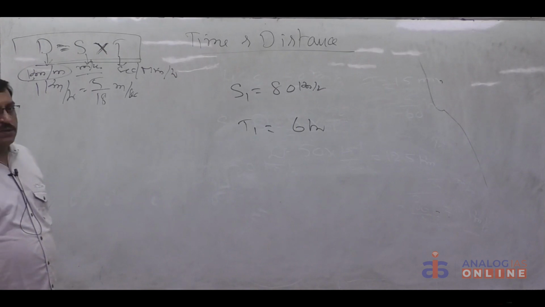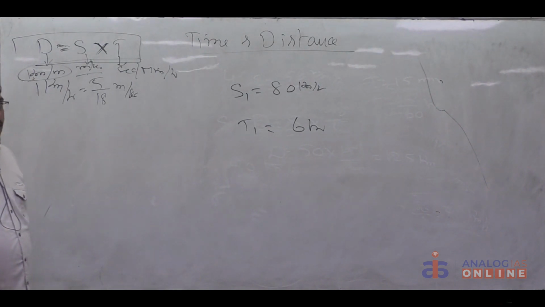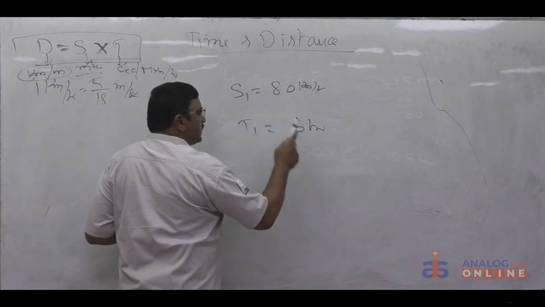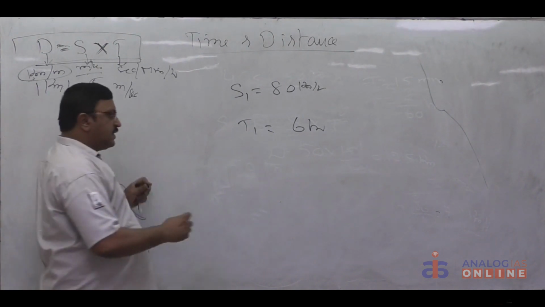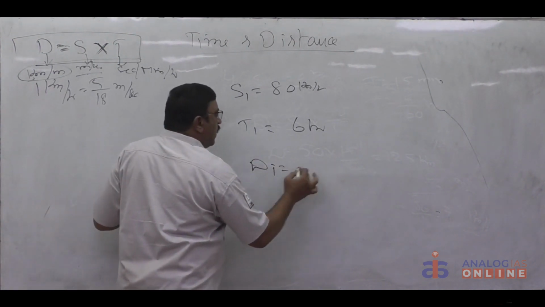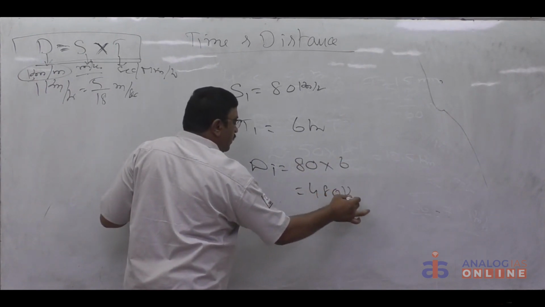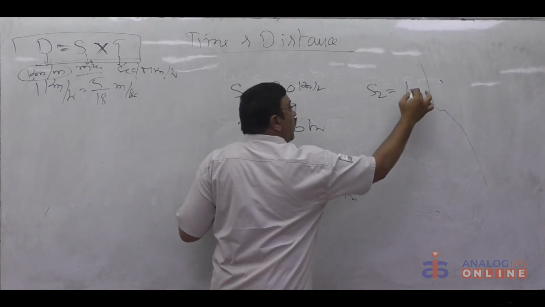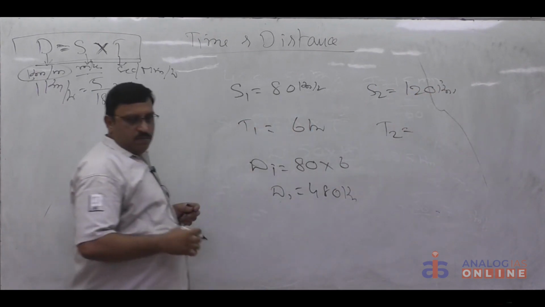So distance is how much? 480. In order to cover the same distance, means initially it is going at 80 km per hour, time period is 6 hours. So the distance is speed into time, 80 into 6, that is 480 kilometers. Now since the same distance it is covering now at a speed of 120 km per hour, what should be the time period? Just find out.